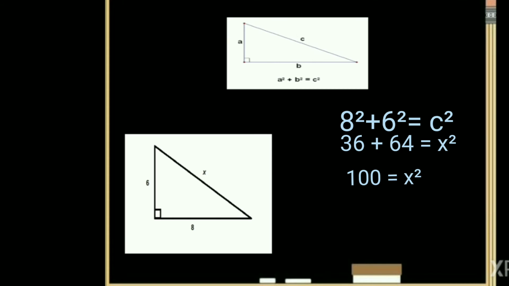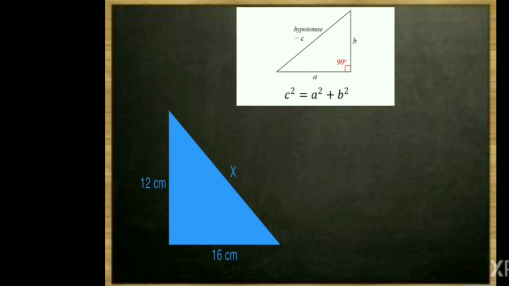To solve for x, just take the square root of both sides. So we have the square root of 100 equals 10. So our value for x now is 10. So that is our hypotenuse. So next example, we have height 12 centimeters and base 16 centimeters. The unknown value is the hypotenuse again.